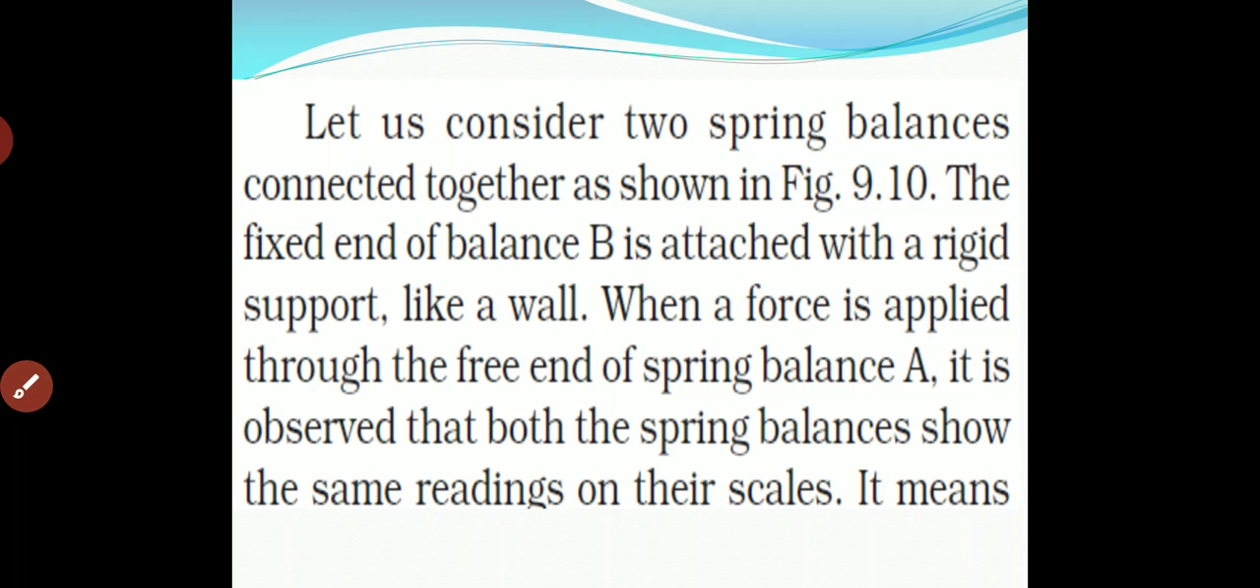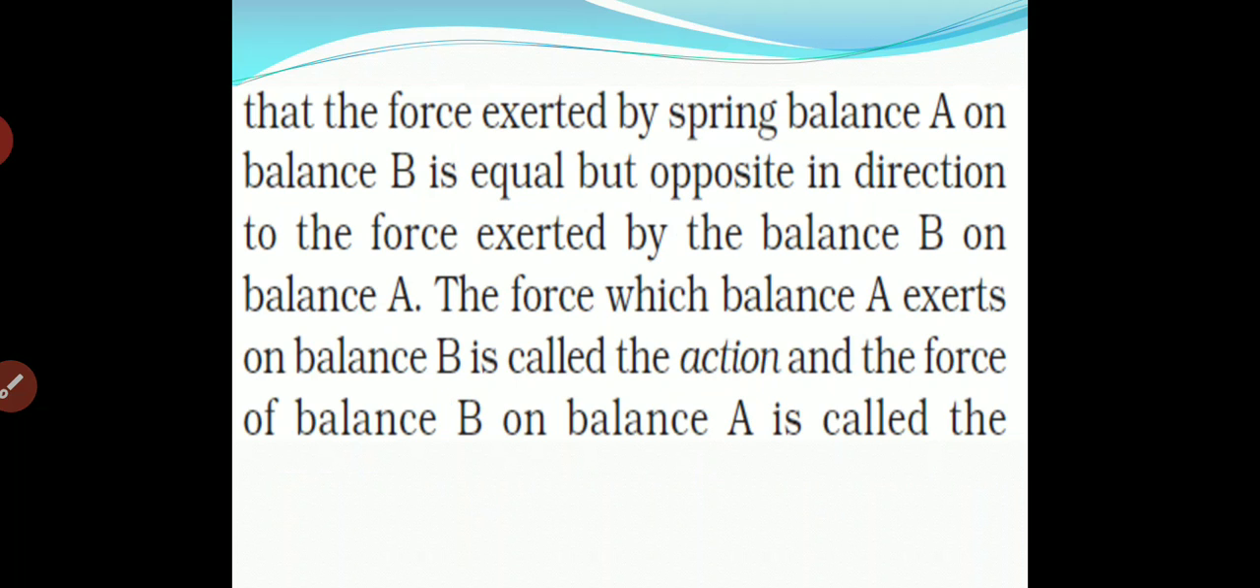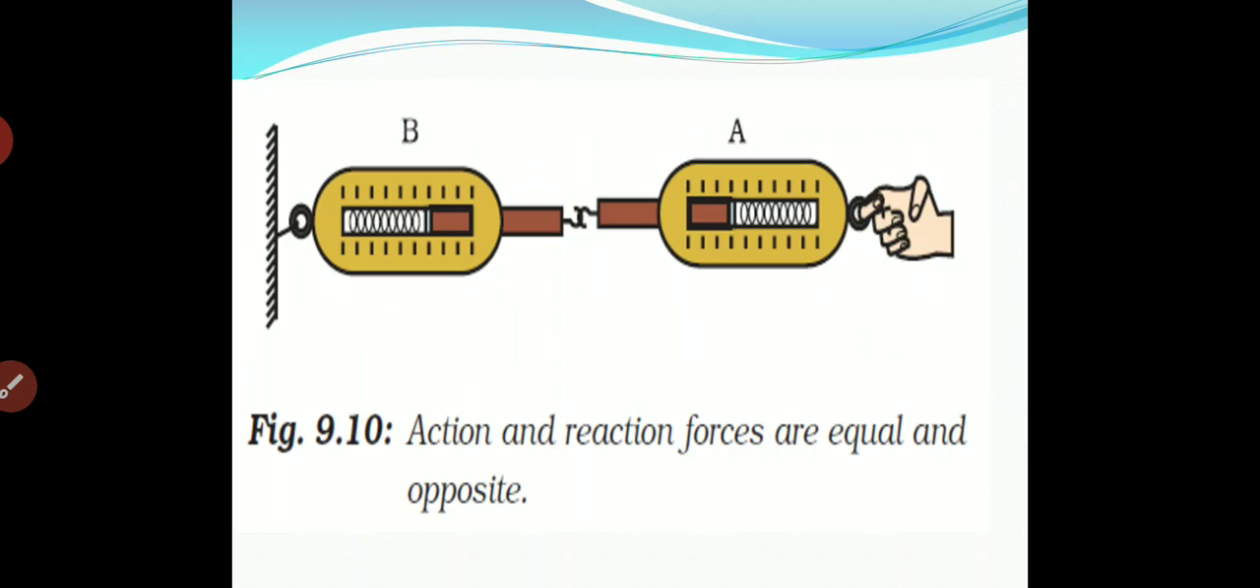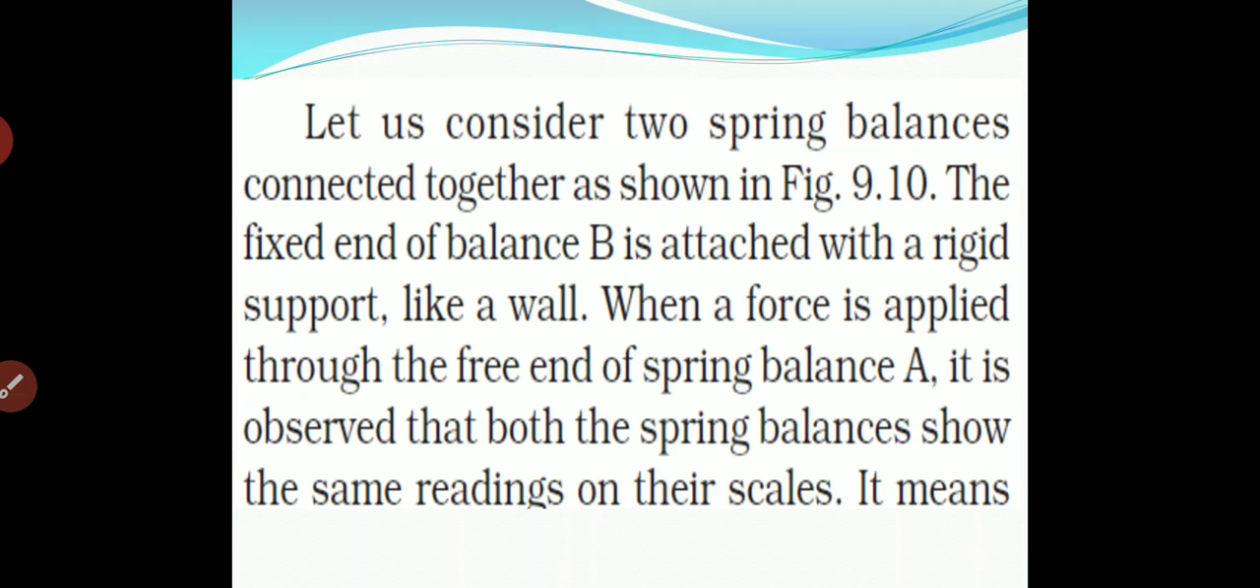Let us consider two spring balances connected together. Here you can see that action and reaction forces are equal and opposite. We are talking about this. The fixed end of balance B is attached to a rigid support like a wall.